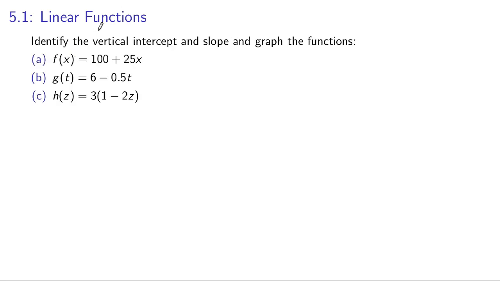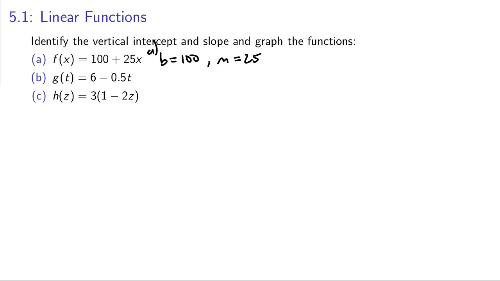Identify the vertical intercept and slope and graph the following functions. A, f(x) is 100 plus 25x. Here the vertical intercept b is 100 for part A, and the slope m is 25. It's fairly easy to identify from this function. So we need to graph it.